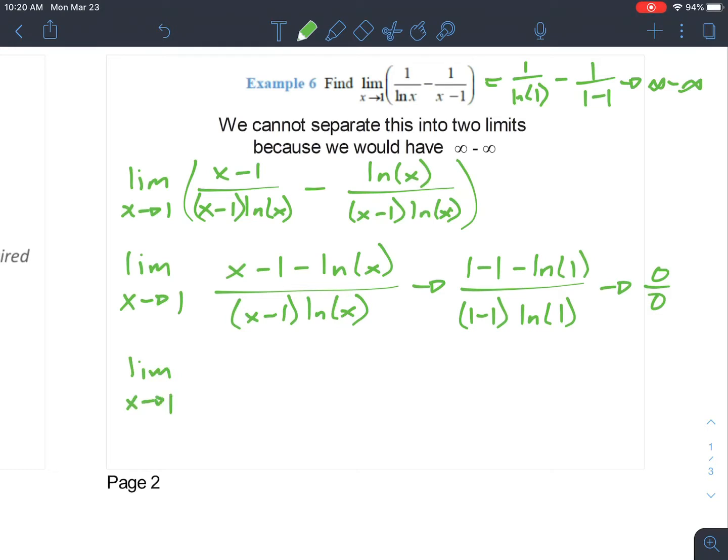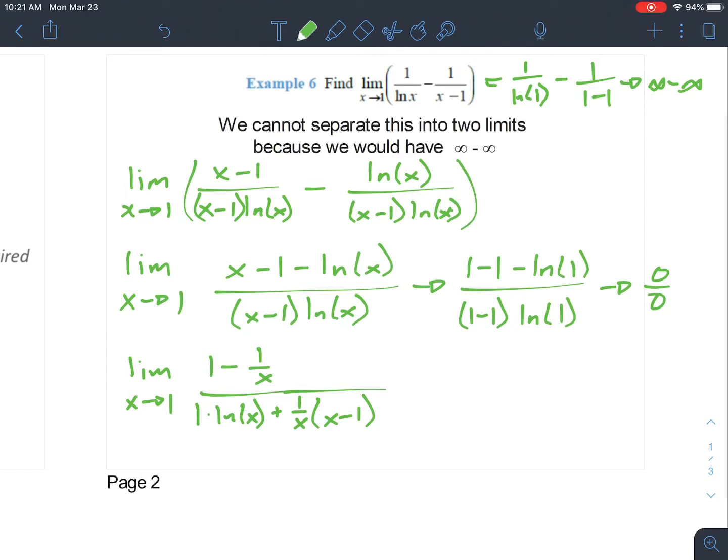We're going to take the derivative of the top and the bottom. And so the top, x minus 1, its derivative is 1. Derivative of natural log of x is going to be 1 over x. And then the denominator is going to require a product rule. So if we do f prime g plus g prime f, f prime is the derivative of x minus 1, which is 1, and that's going to be times natural log of x, plus the derivative of the natural log of x, which is 1 over x, times x minus 1.